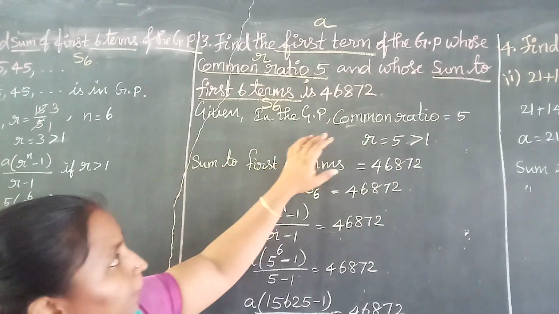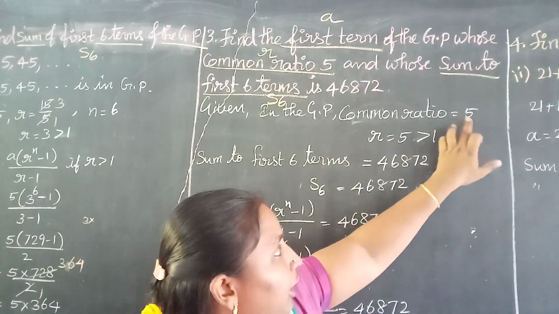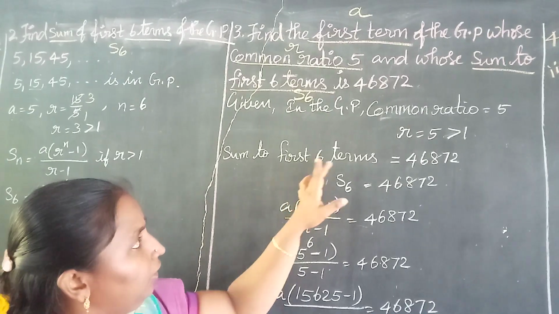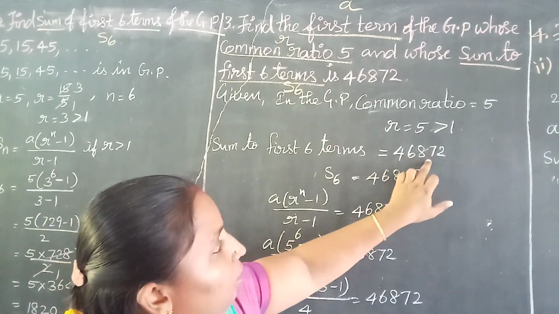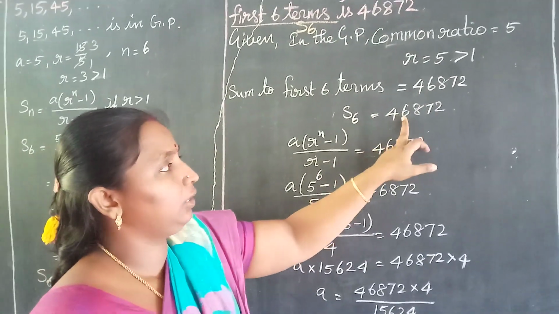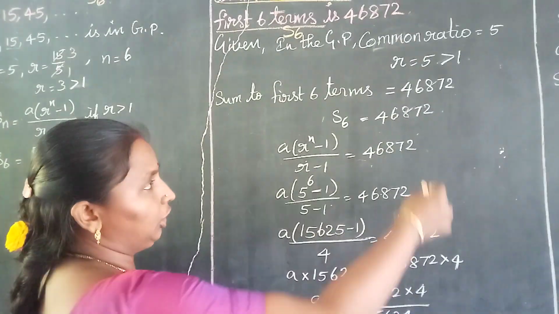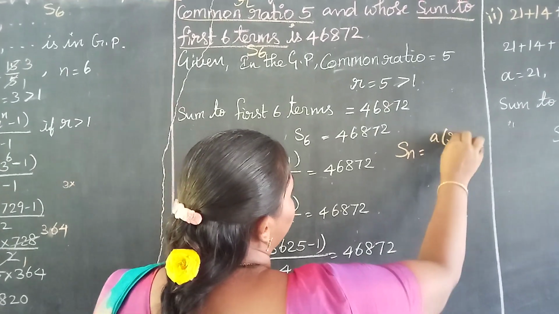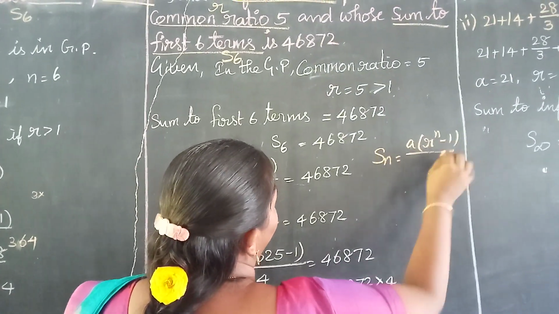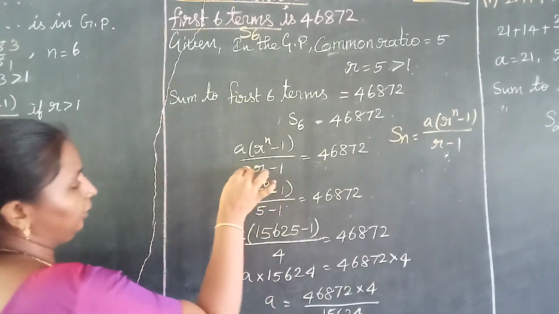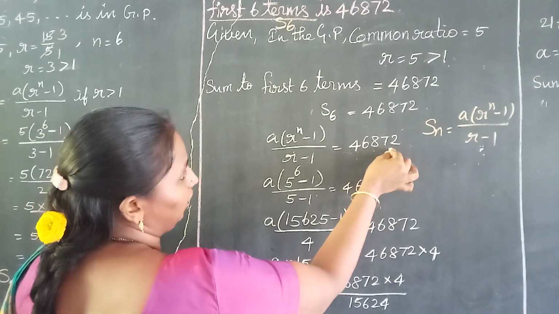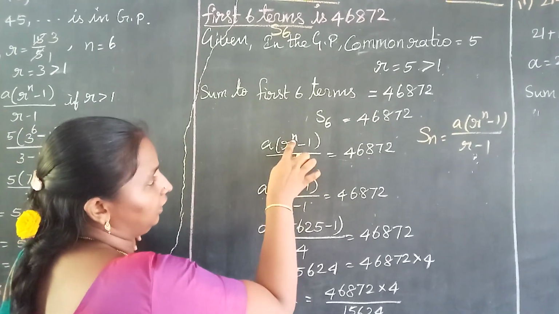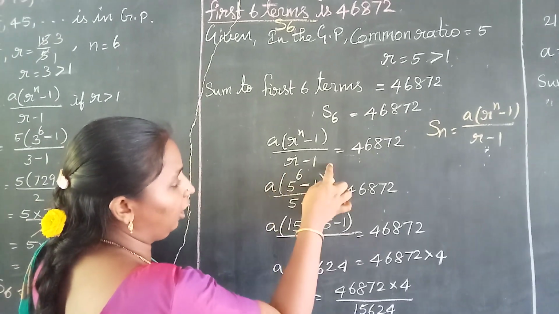So given in the GP, the common ratio is 5, R equal to 5, which is greater than 1. The sum of first 6 terms they given us is 46,872. S6 equal to 46,872. Here R is greater than 1, now the Sn formula will be A into R power n minus 1 by R minus 1. So write the formula: 46,872 equal to A into R, that is 5 power 6, n is 6, minus 1, divided by R minus 1.